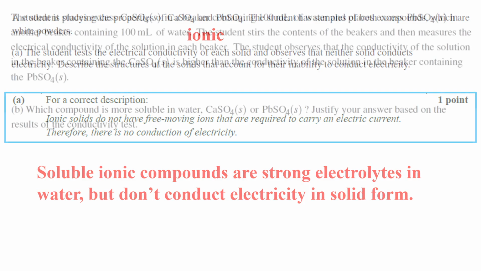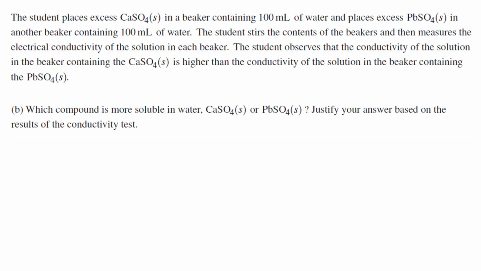So part B. The student places excess calcium sulfate in a beaker containing 100 milliliters of water and places excess lead-2 sulfate in another beaker containing 100 milliliters of water. The student stirs the contents of the beakers and then measures the electrical conductivity of the solution in each beaker. The student observes that the conductivity of the solution in the beaker containing the calcium sulfate is higher than the conductivity of the solution in the beaker containing the lead-2 sulfate.